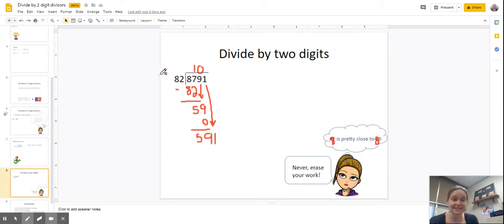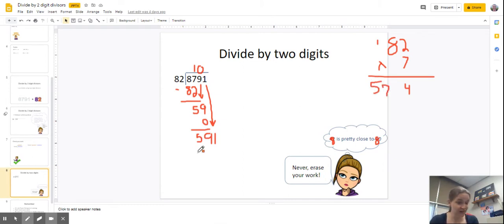About how many times does 8 go into 59? 8 goes into 59 7 times. Hopefully you said 7, because 7 times 8 is 56. So let's guess 7 and see how that works out. So 82 times 7. 7 times 2 is 14. Write down the 4, carry the 1. 7 times 8 is 56, plus 1 is 57. It's 574.